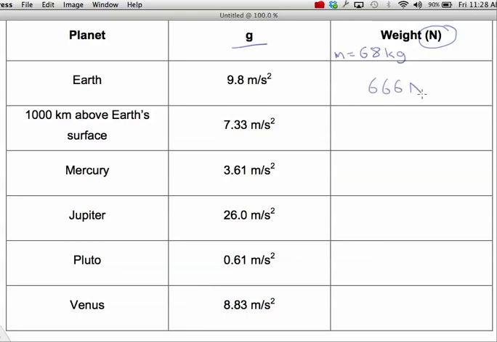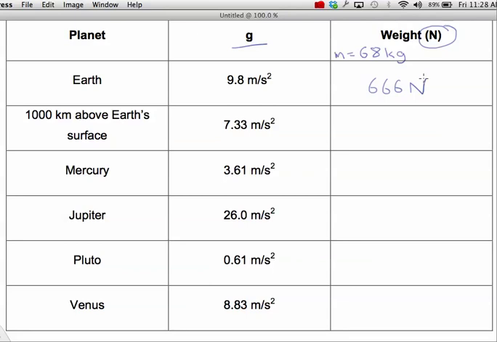And you can do this with your own weight if you would like. If you take your weight in pounds and divide by 2.21, you should get your weight close to kilograms. So if you want to test this with your own weight, please feel free. It's interesting to see what you would weigh on different planets, I think.